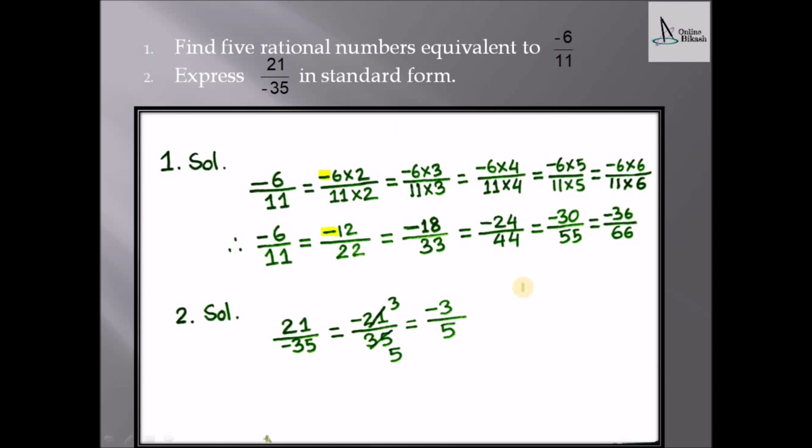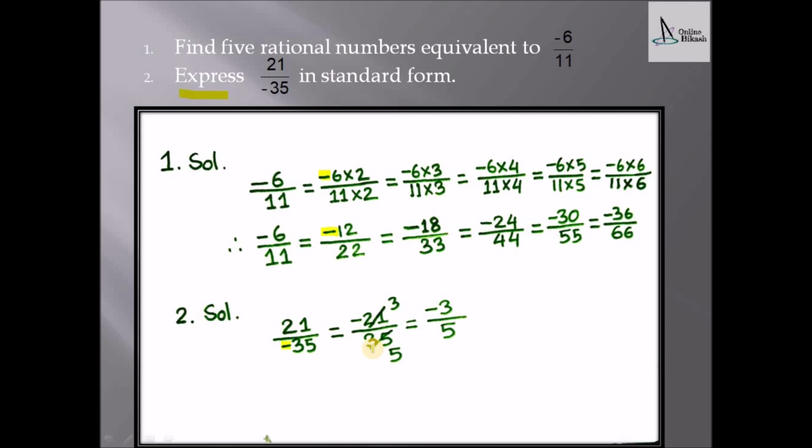Okay, so let us go to the next question. Number 2. Express, you see this question, express 21 by minus 35 in standard form. Okay, so 21 by minus 35. First of all, we will make the denominator positive. In this case you see the minus sign is in the denominator. So simply you take this minus sign to the numerator. So I did it, and it becomes minus 21 by 35.